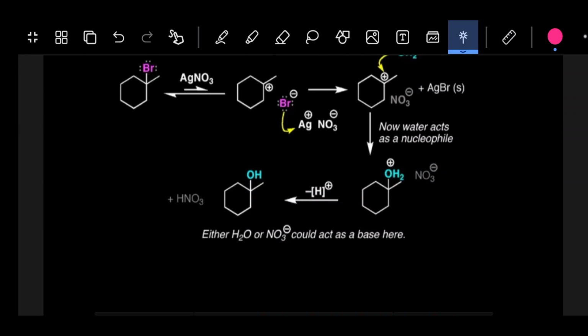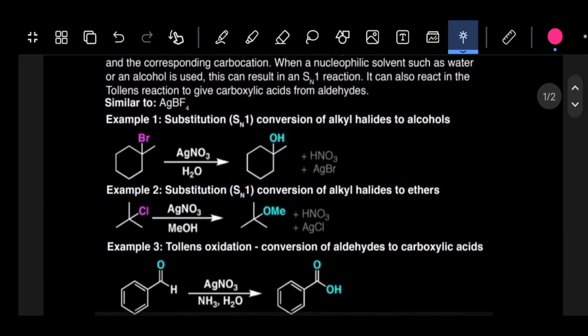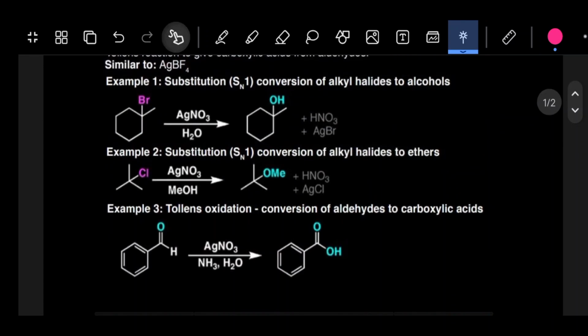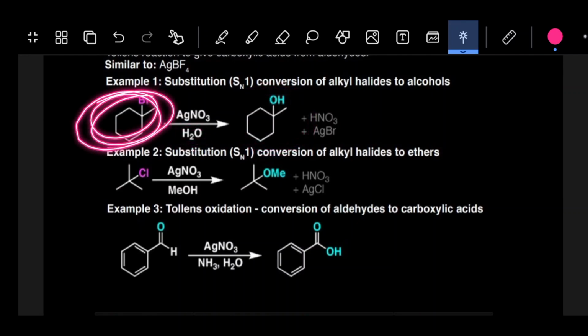AgCl is white, AgBr is pale yellow and AgI is bright yellow. So this is the whole entire reaction, and quickly let's sum it up. Basically, AgNO3 reacts in the presence of water to form an alcohol when reacted with an alkyl halide.